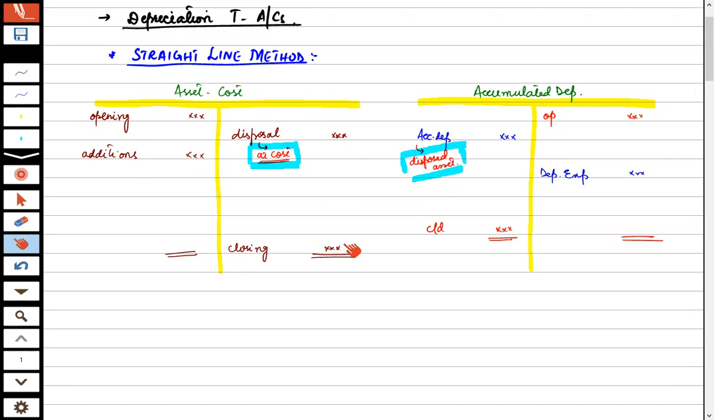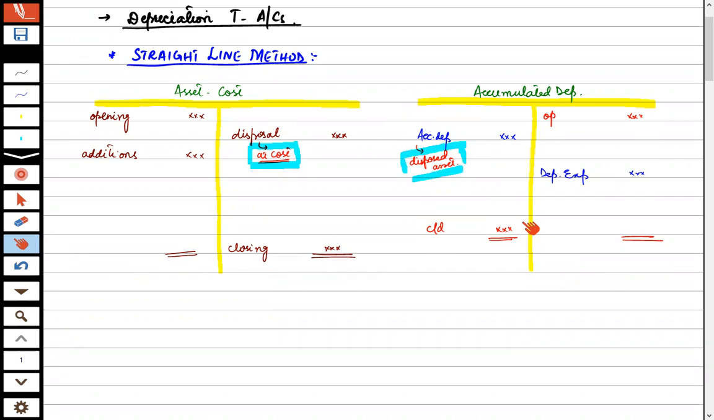Similarly, we will put the opening and the closing values of accumulated depreciation. And if we have disposed of any asset, its corresponding accumulated depreciation will come in this section, the debit section. And when we calculate the depreciation expense for the year, we will enter it on the credit side, and we will add these two and subtract this. So we will get the closing of the accumulated depreciation.